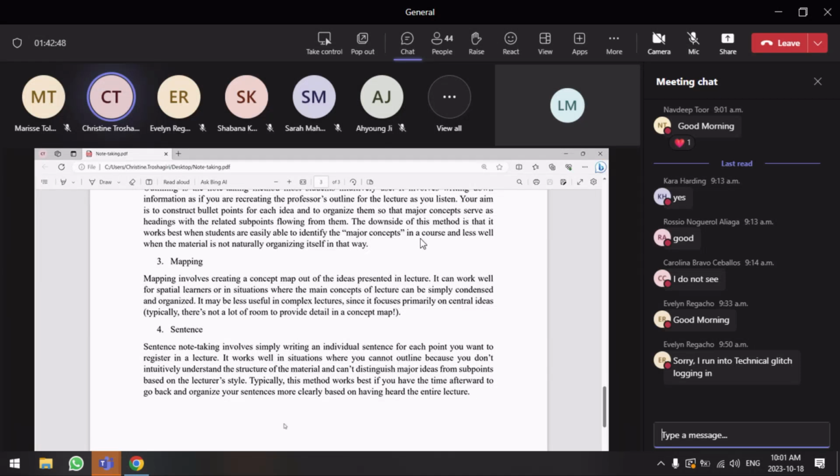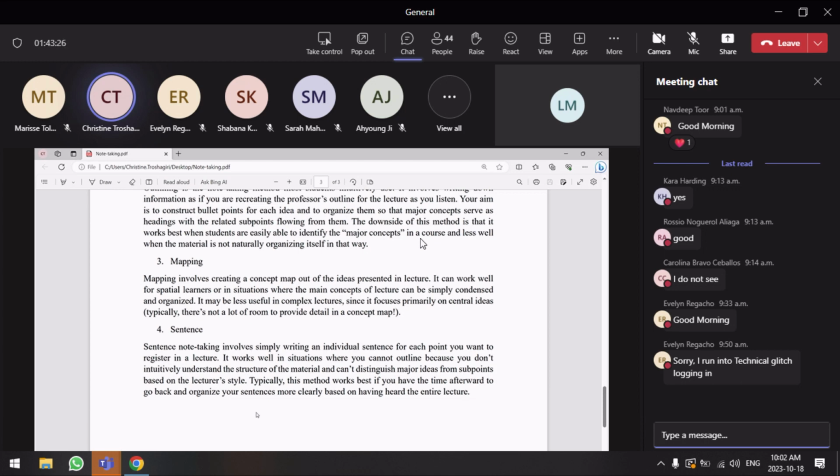Now, the last technique is the sentence technique, which I find the majority of students use, all right? And why am I saying the majority of students? Because usually, especially whenever I'm in a physical or in-person class, whenever I'm moving around my students, I see the majority writing simple sentences which explain whatever I have covered in that particular class. So sentence note-taking involves writing an individual sentence for each point you want to register in a lecture.